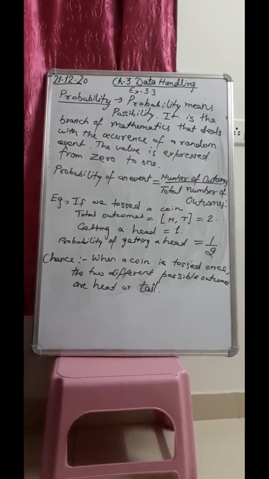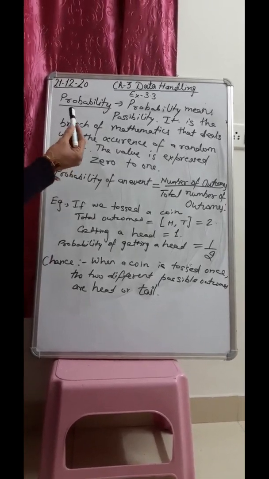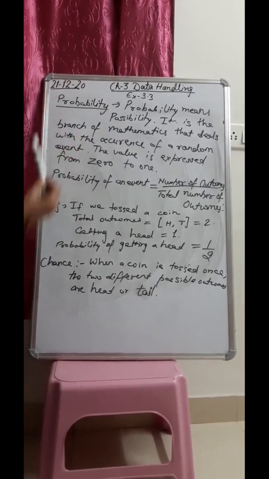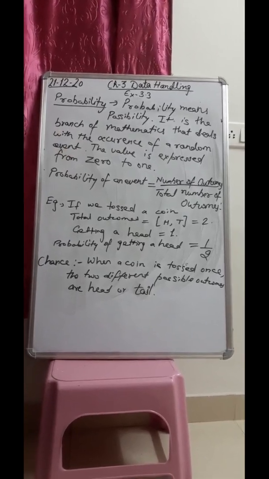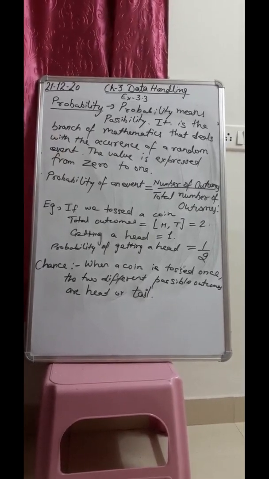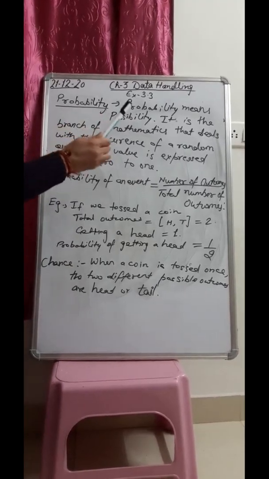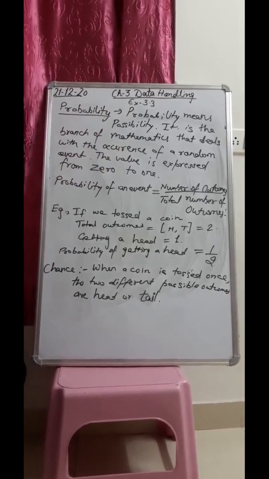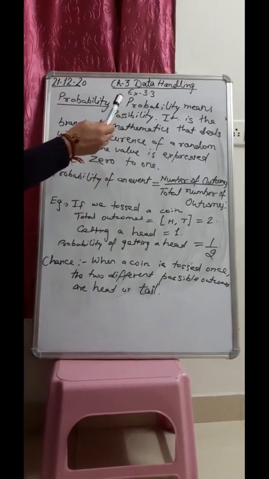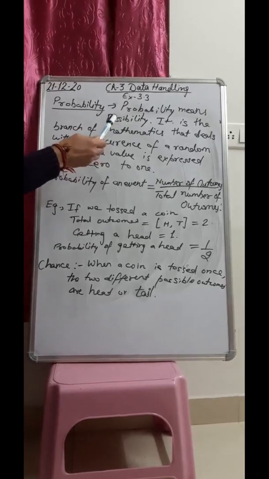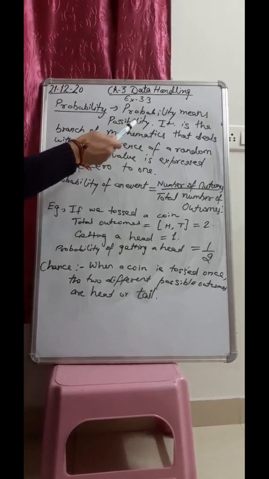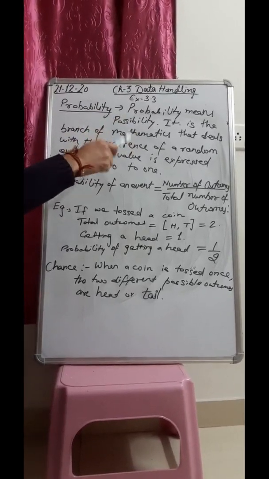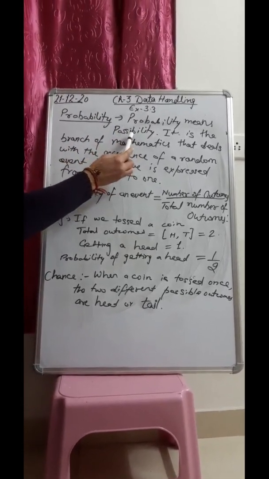Now students, here we are going to start a subtopic known as probability. First we have to understand the meaning of probability. Probability means possibility. Possibility means that we are not sure whether something is going to occur. That thing can occur and it cannot occur, so that is a possibility.